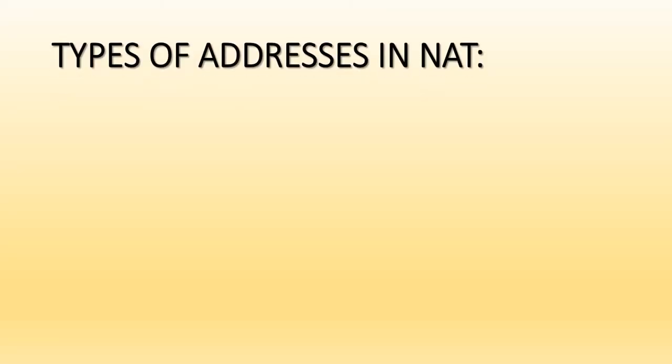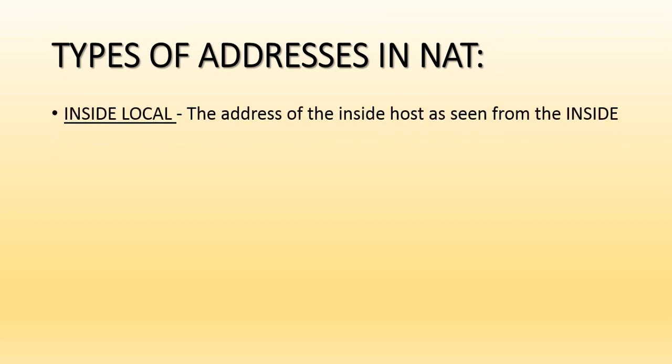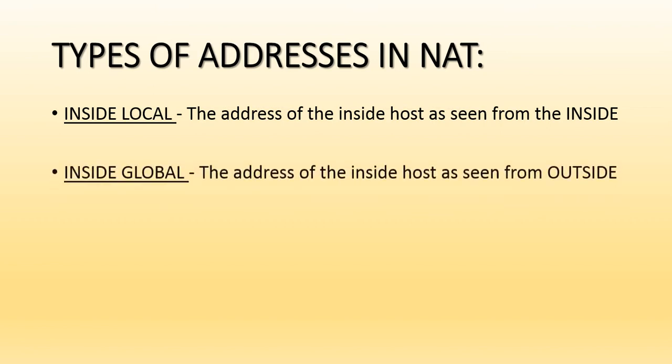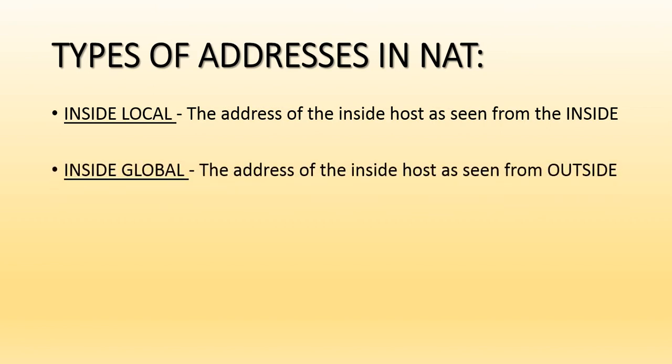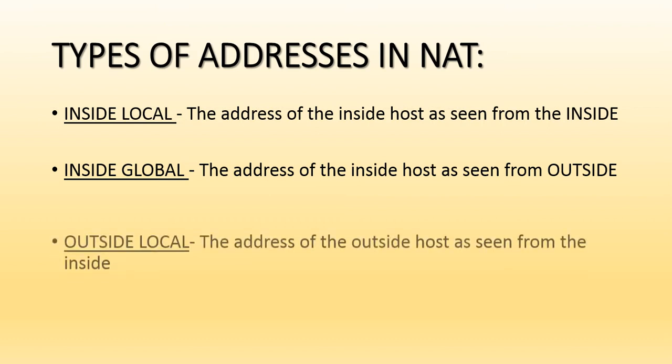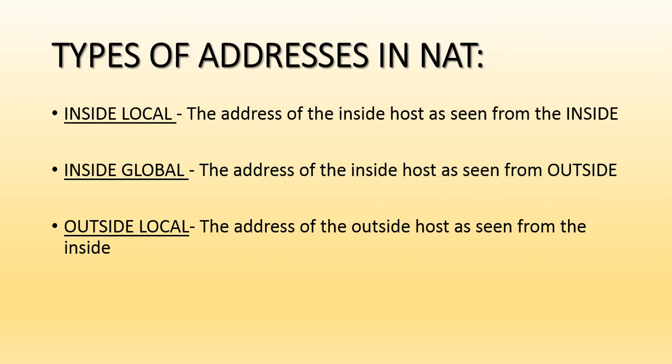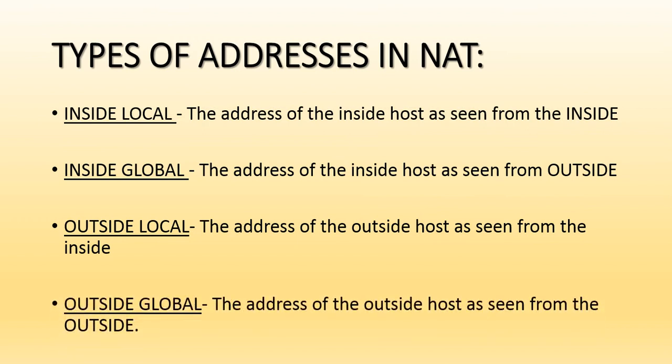Then the types of addresses in NAT are: inside local, the addresses of the inside hosts as seen from the inside. Actually, the private IP addresses are called inside local addresses. Inside global addresses are the addresses of the inside host as seen from the outside, which are the public IP addresses registered from the ISP. Outside local addresses are the addresses of the outside host as seen from inside, from within their network. Outside global addresses are the addresses of the outside hosts as seen from the outside.